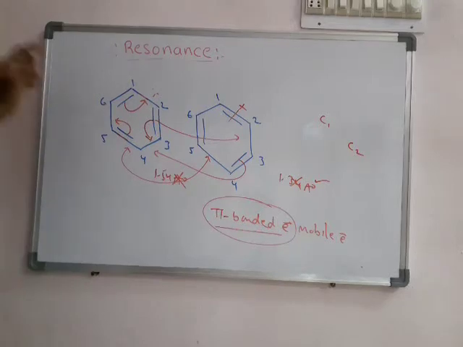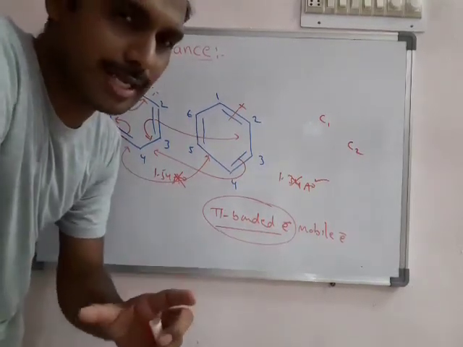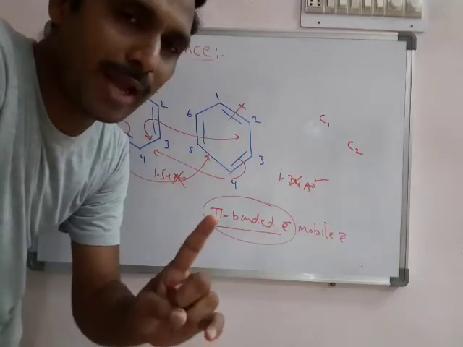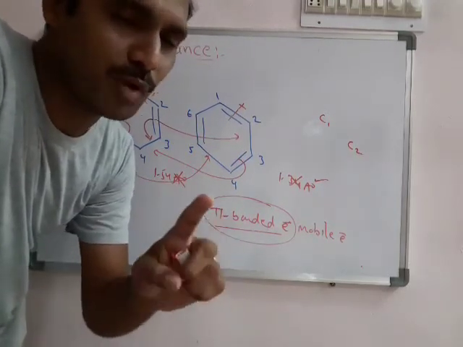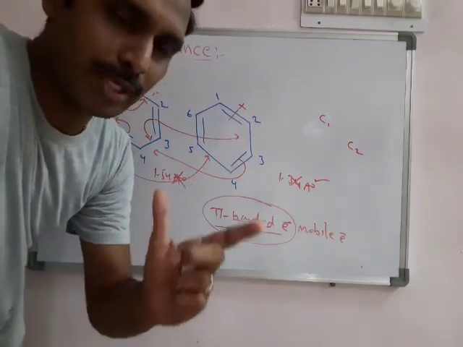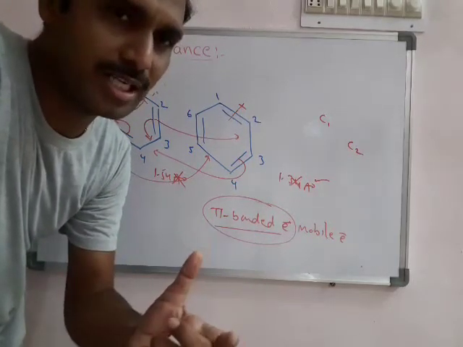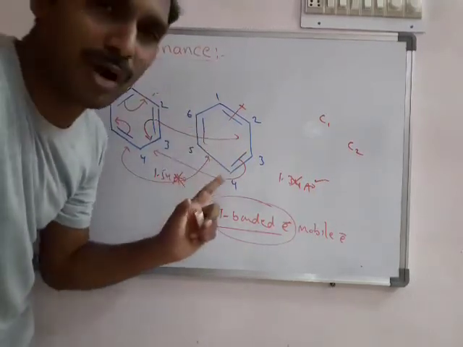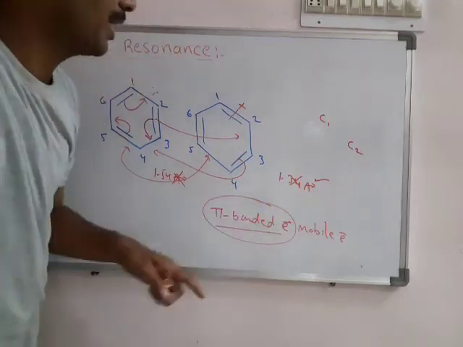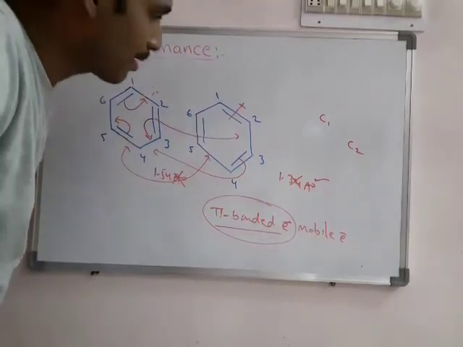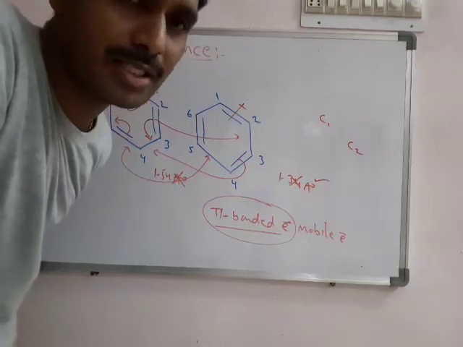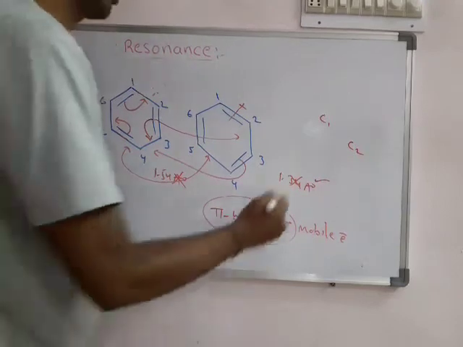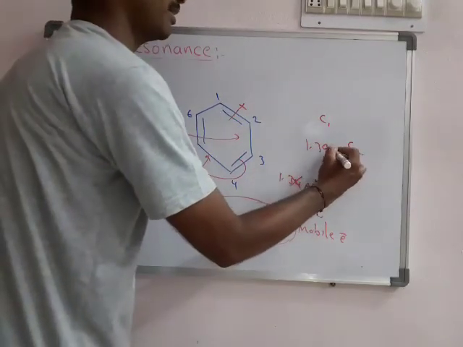So now we are able to understand why there is no 1.54, why there is no 1.34, why there is 1.39. It means it is not a perfect double bond, it is not a perfect single bond, it is a temporary single bond, temporary double bond. That's why all have sometimes single bond possibility and sometimes double bond possibility. So all have the same bond length, that is 1.39 angstroms.